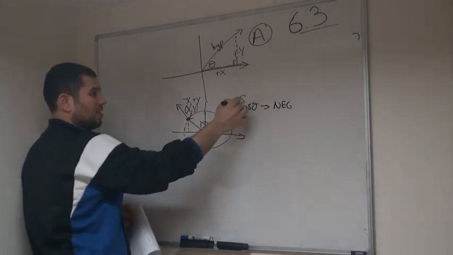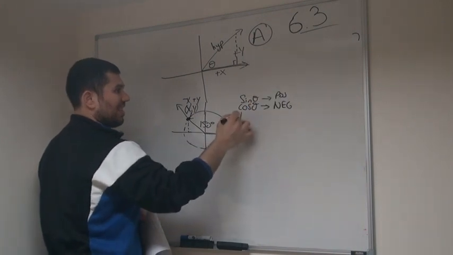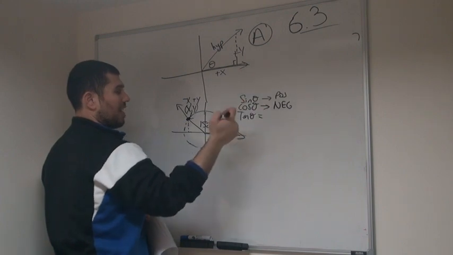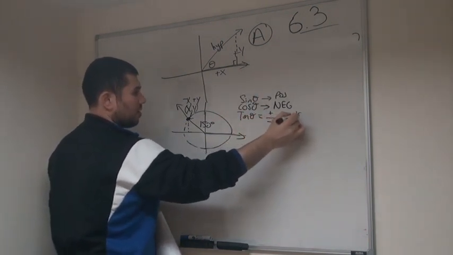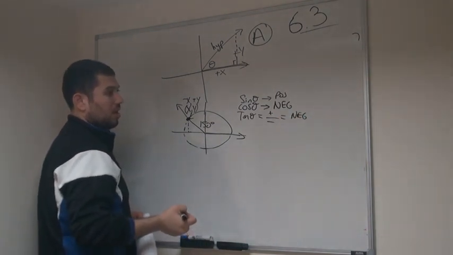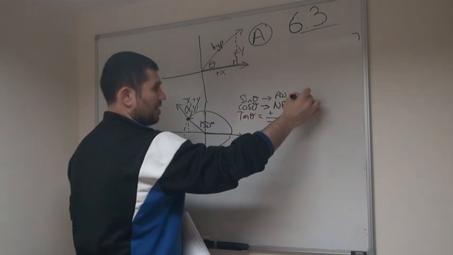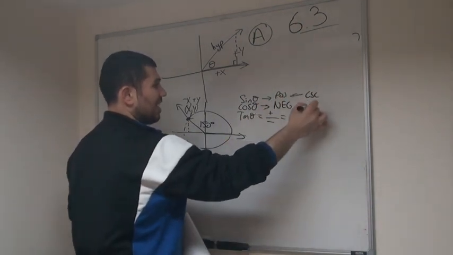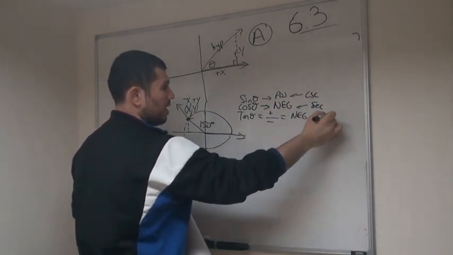The sine of theta is going to be positive. The tan of theta, since it's y over x, positive over negative, is going to yield a negative result. Now the reciprocal of sine is 1 over a positive number, which is going to be positive, so cosecant is positive. Secant is going to be negative because 1 over a negative is negative, and cotan is going to be negative as well.